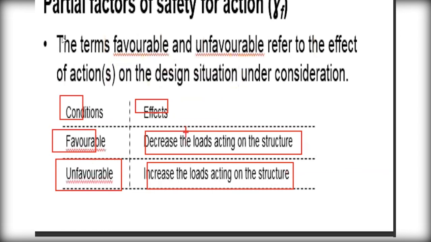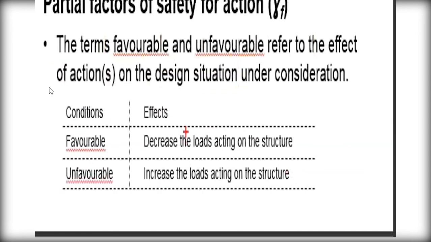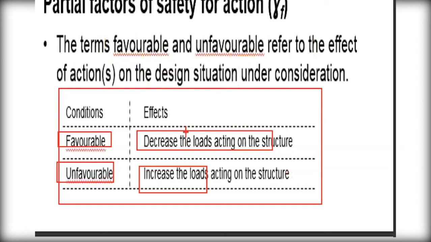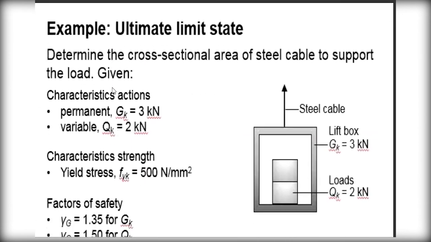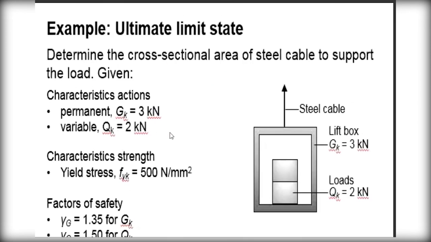And these are the conditions from which you get your partial safety factor to be considered as favorable or unfavorable. So it is very important to understand the conditions and the effect of the load. If you know the condition and the effect, whether it is increasing or decreasing, you can consider whether it is favorable or unfavorable. So these are also another situation in order to select the material. We can proceed with these examples.